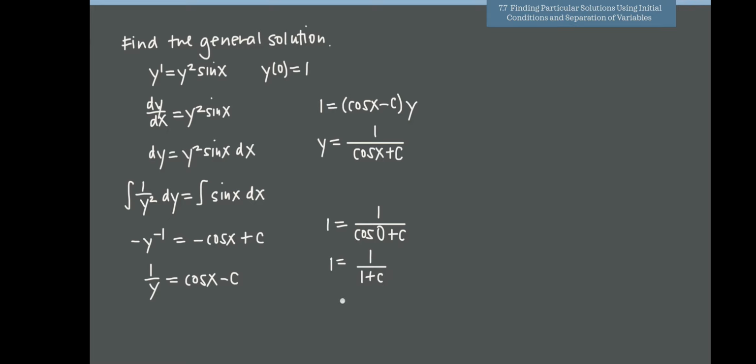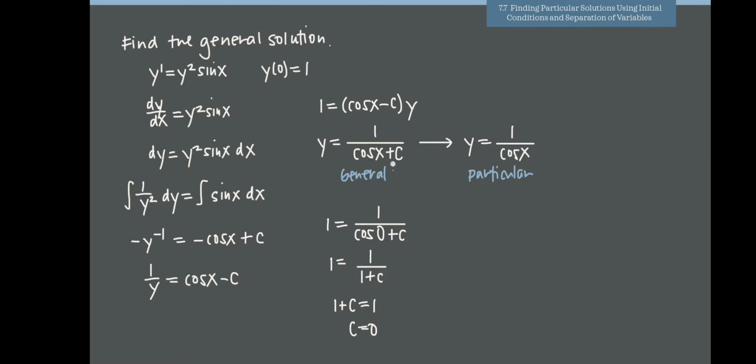If we multiply both sides by 1 plus c, we get 1 plus c is equal to 1, and if we subtract 1 from both sides, we get c is equal to 0, which means that this general solution becomes a particular solution, which we'll write as y equals 1 divided by, and then we'll plug 0 in for c. We'll get cosine of x plus 0, or just cosine of x. So what we say then is that this on the left here is the general solution to this differential equation, and this on the right is called the particular solution to this differential equation.